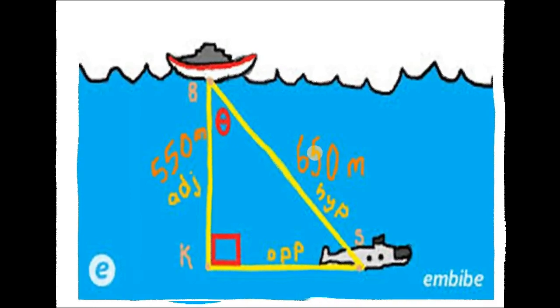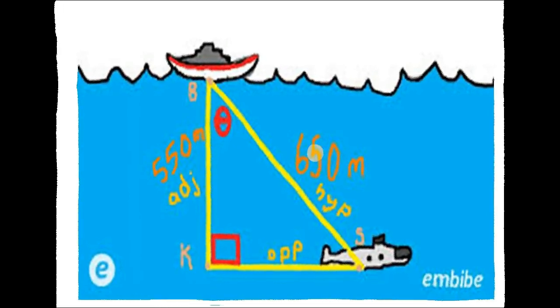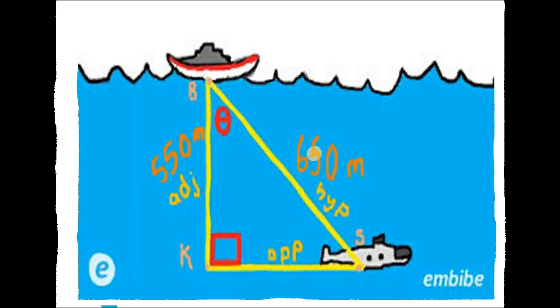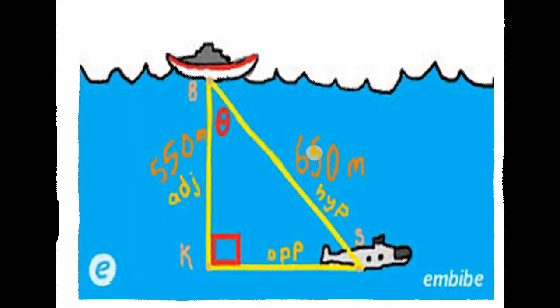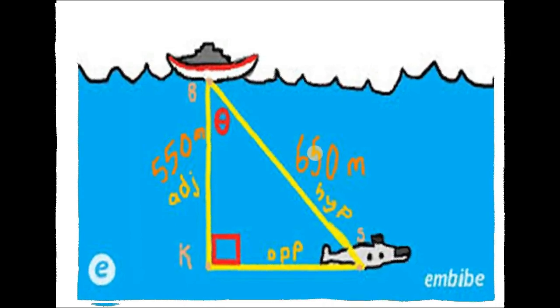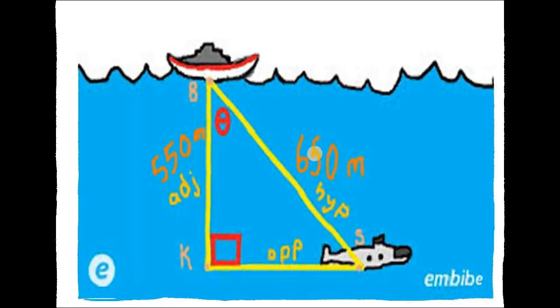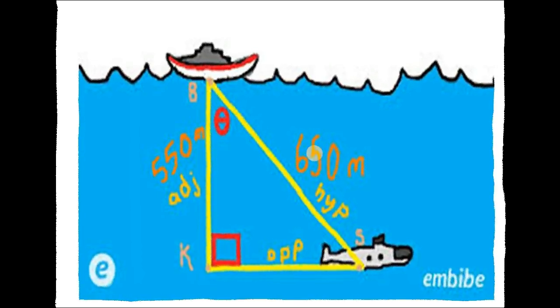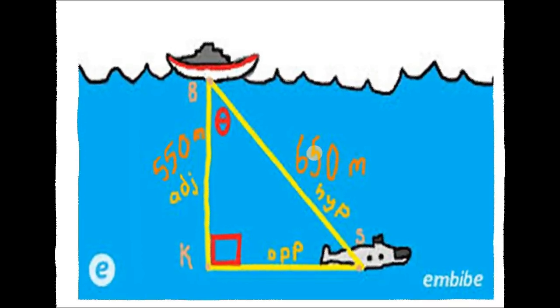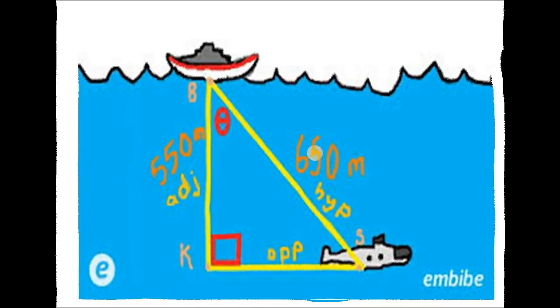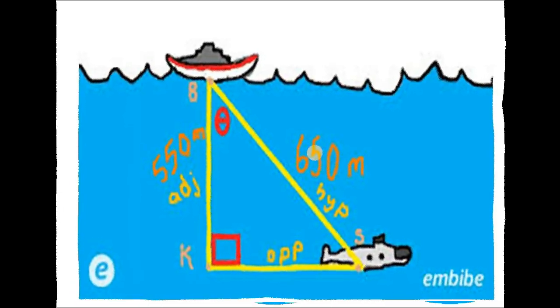Number one, we need to know the distance of the submarine from our ship. Number two, the angle between our ship and the submarine. Right? So with this data, we can get to know the distance between our ship and the submarine.